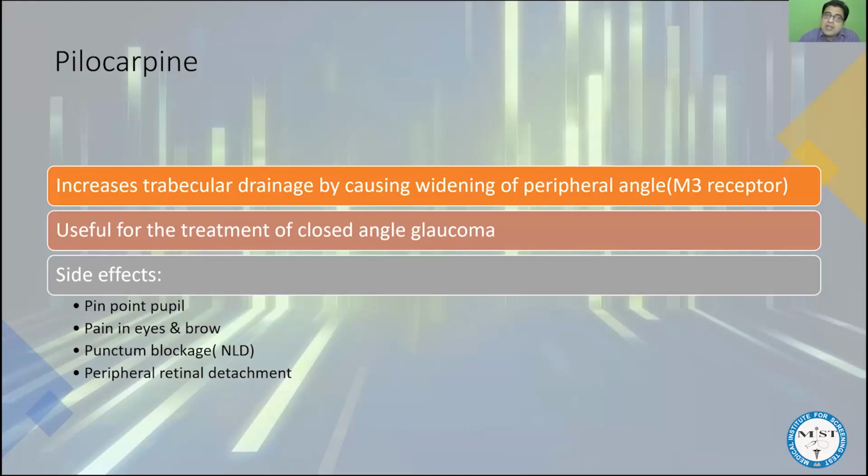And one more thing is, in patients who are already suffering from cataract, if you give pilocarpine eye drop, this medicine will cause a very significant deterioration of vision. So in cataract patients, generally pilocarpine eye drops are not given. That will lead to significant reduction of patient vision.